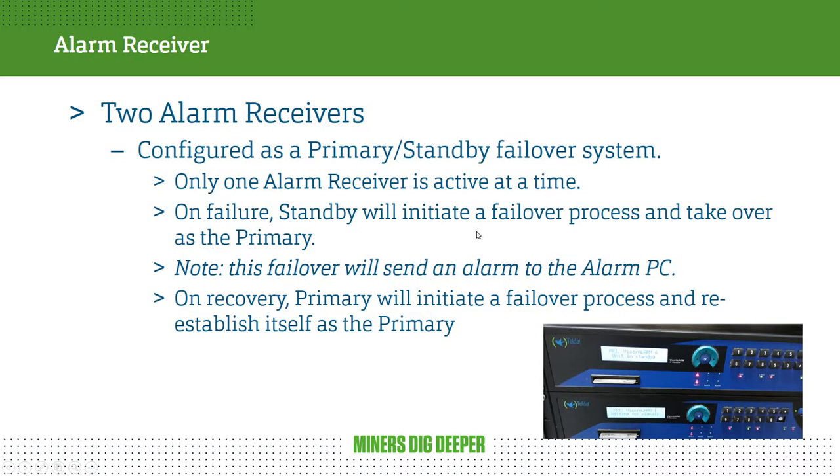If there's a problem, a failure, standby will initiate a failover process and take over as the primary. Now, when it does this, it does send a signal to the alarm PC and says, "Hey, failover has happened," and you'll see it'll say "failover." On recovery, in other words, when the primary is back up and running, a failover will happen again, and it'll reestablish itself as the primary, again sending another signal to the alarm PC saying that a failover has happened. So if you get one failover, chances are you're probably going to get another one, unless it's catastrophic and one of these boxes is completely dead and offline.